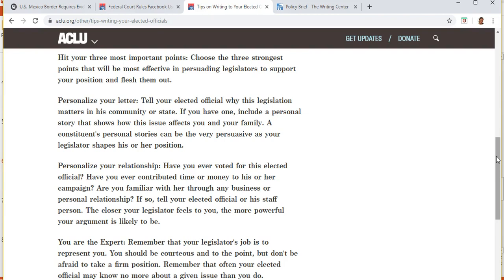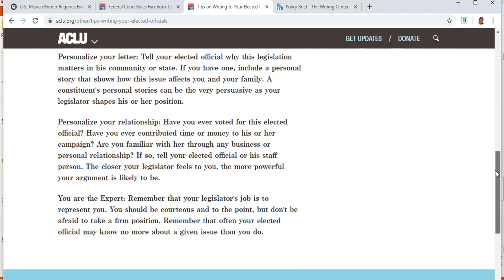Personalize your letter. Tell them why it's important to your community, why it's important to you, your family. Sharing a brief personal story can be really important in helping them understand why this issue is important to people that they represent.